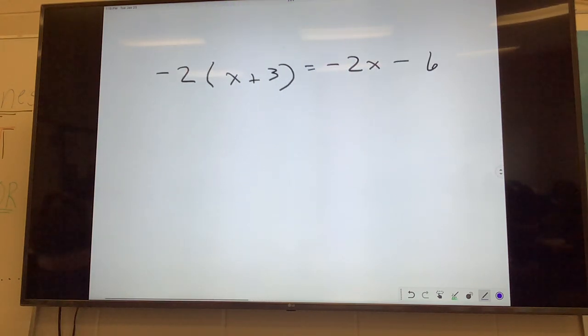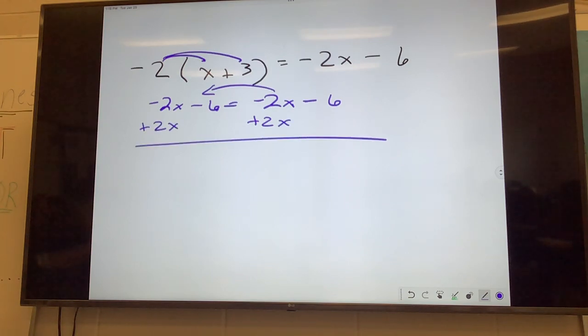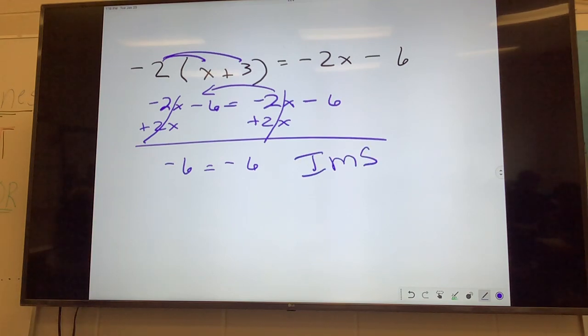Last example. Say we had this problem. I've got to distribute: negative 2x minus 6. Okay, I'm going to move the 2x over, so I have to add it. What happens? Look, they cancel. But does negative 6 equal negative 6? Yeah, it does. Negative 6 equals negative 6. That is known as infinitely many solutions, and we do it as IMS. That means any number I pick, I can put in for x and it'll work. Infinitely many solutions. IMS.